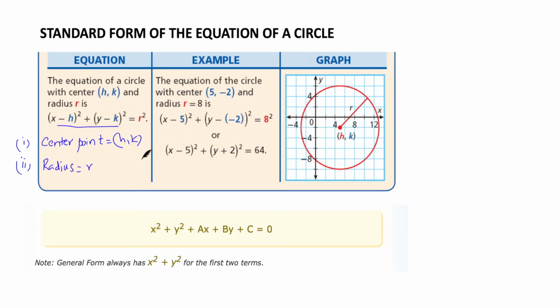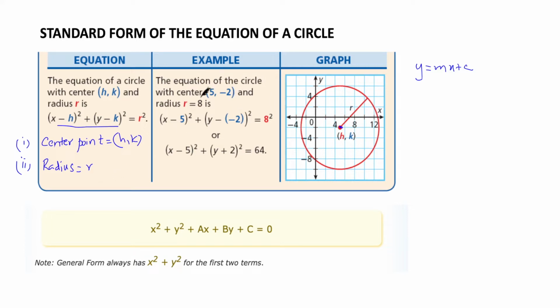Just like you have y equals mx plus c, if we have the gradient and one point, we can easily find out the equation. Or if we have two points, we can find out the equation. But when it comes to the circle, we don't need the gradient because the gradient keeps changing at every point. So what do we need? We need the center point, which is this, and we need the radius. If we have these two things, just plug in the values in this equation and you will have the equation.